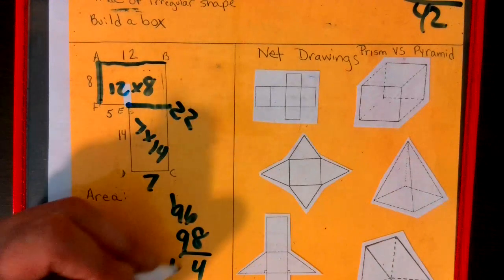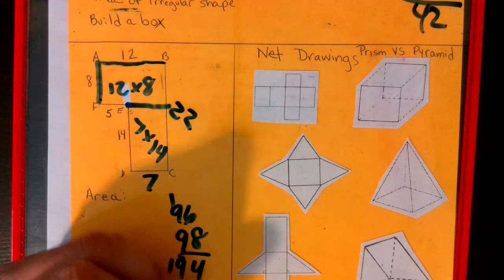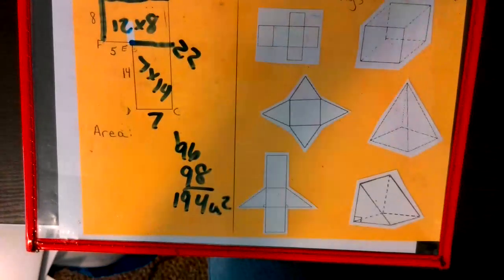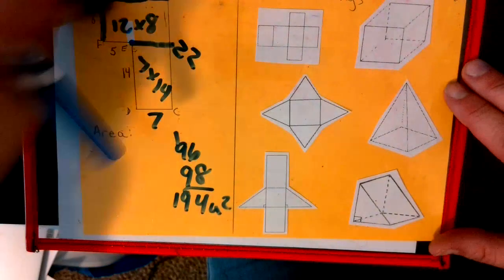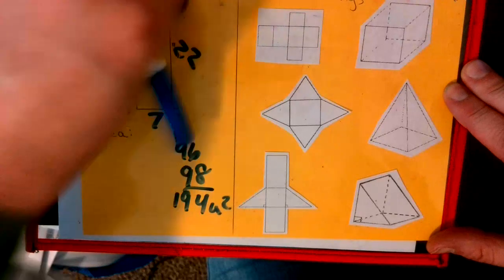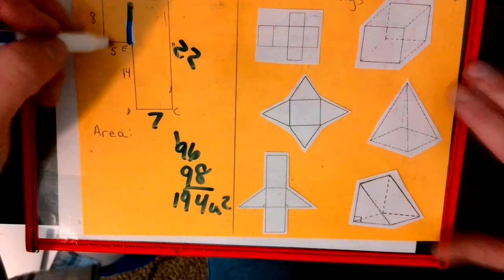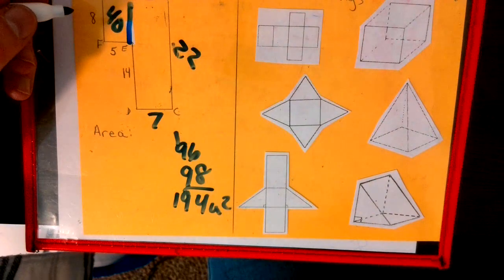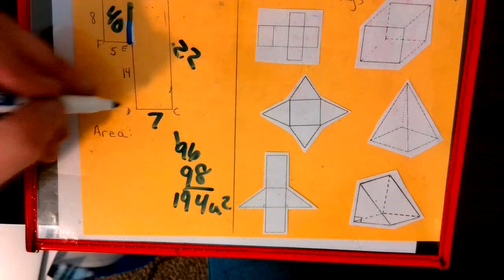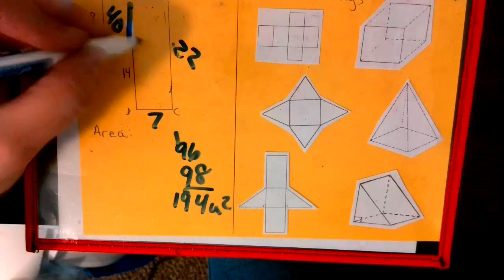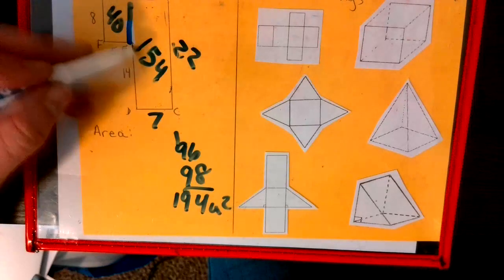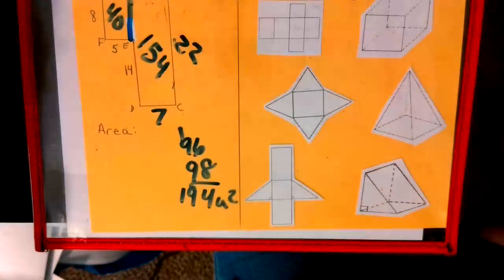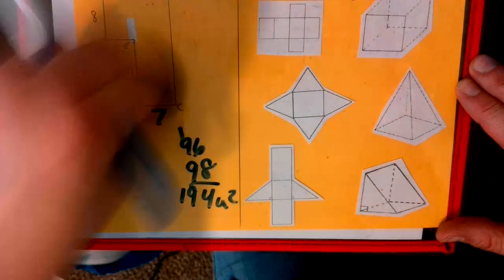96 plus 98 is 194 units squared. Okay. If we did it the other way and cut it the other way, the 22 by 7, and 8 times 5 was 40. 22 times 7 is 154. And if I added 154 plus 40, I still get 194. So either way, it's the same answer.